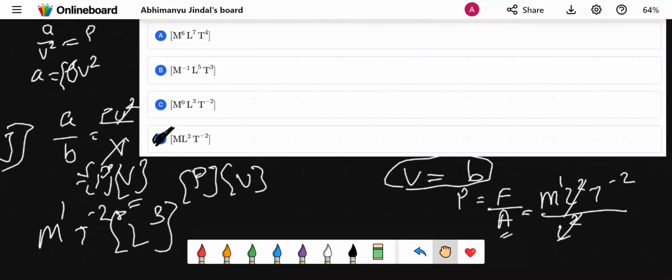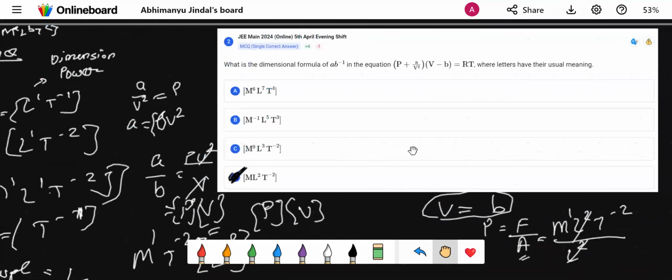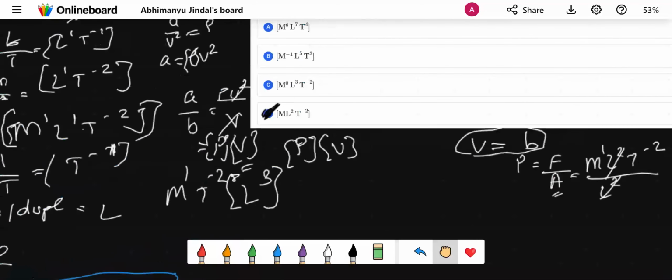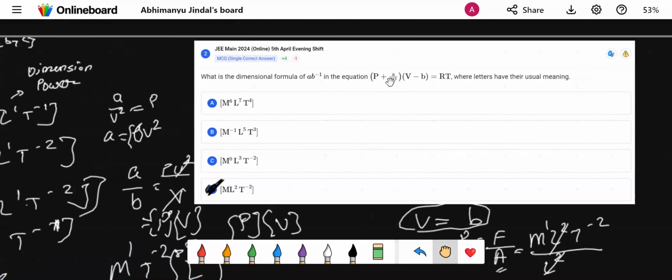L2. Volume is length cube, mass into acceleration. Yeah. Okay, yeah, it's ml squared t minus 2. My bad. Took a lot of time. But yeah, this is how you do it. While adding, the two terms have to be same. While subtracting, they have to be same, and LHS equals RHS.